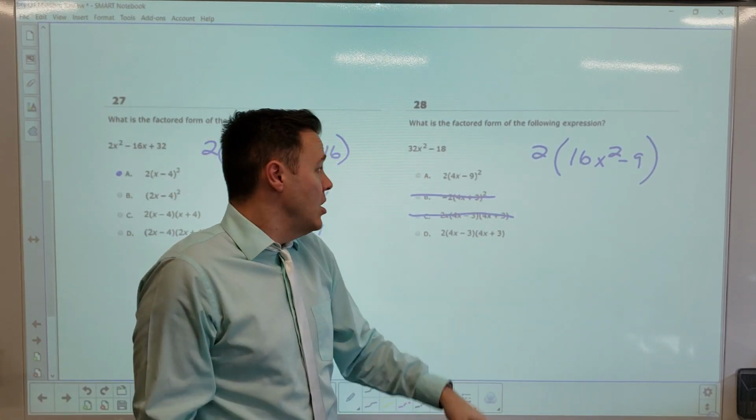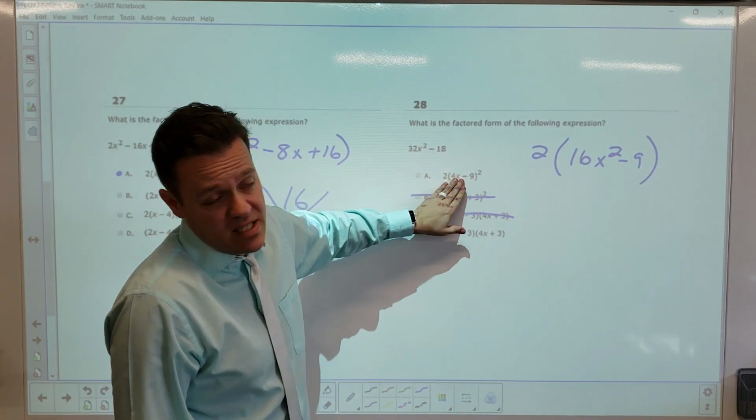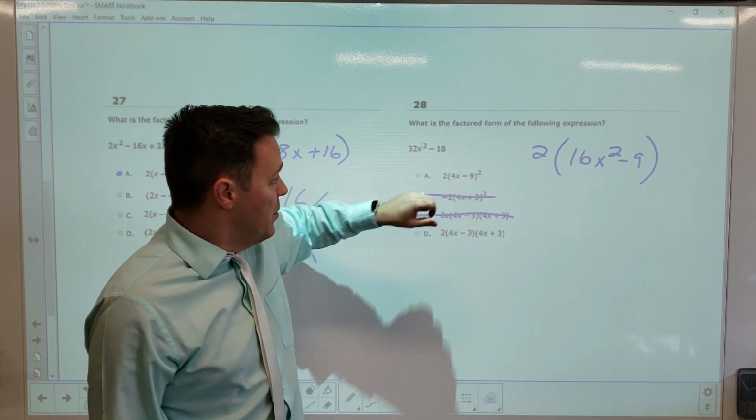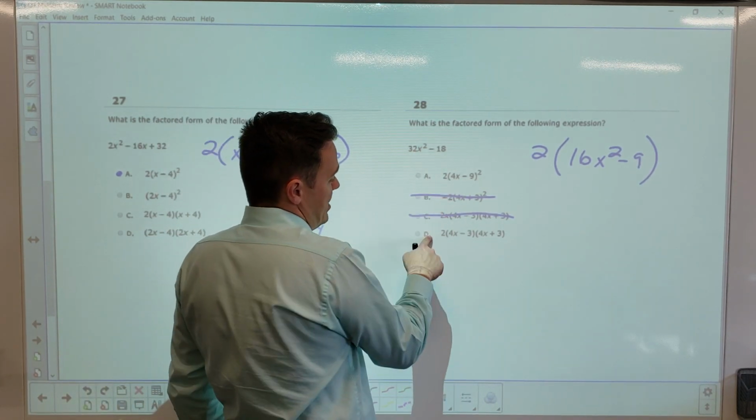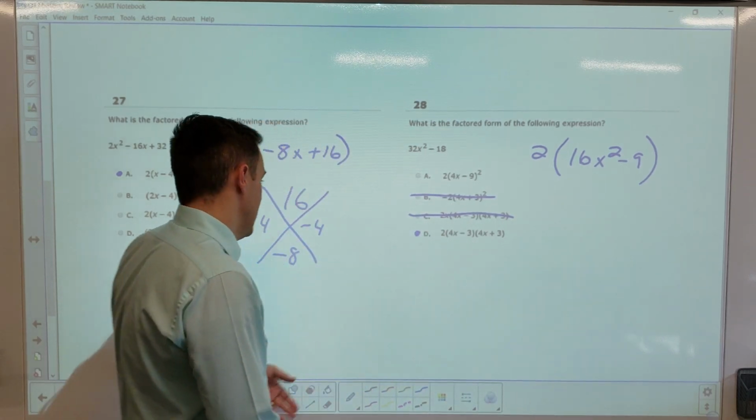From here, I could graph this in Desmos. I could also graph this in Desmos and see if they compare. But what will happen is if I graph this one and this one, they'll be the exact same graph. Okay, so that's what you're shooting for.